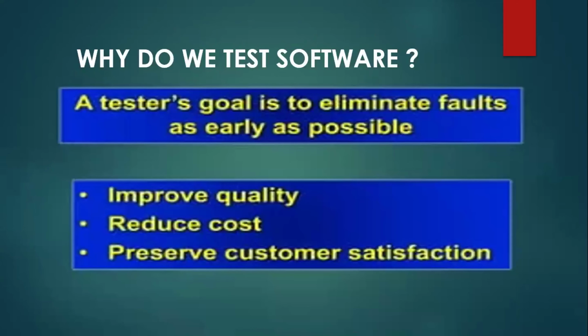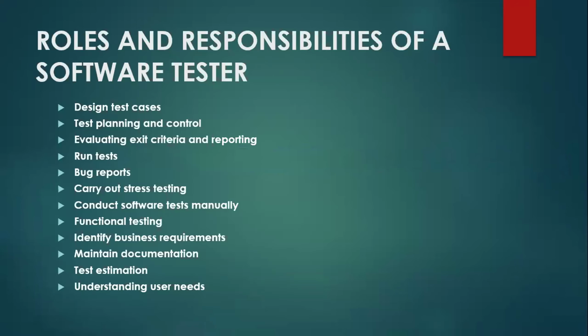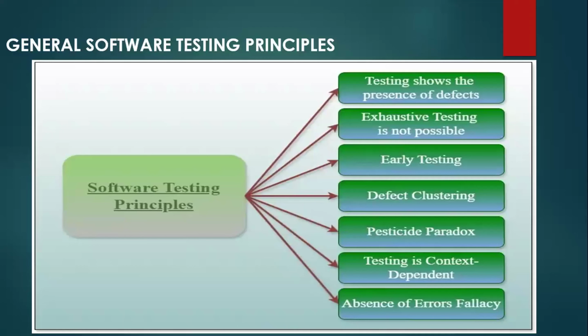Why do we test? We test software in order to avoid software failure and to eliminate faults as early as possible. And these are to reduce cost and to preserve customer satisfaction. These are the roles and responsibilities of a software tester. And these are the general software testing principles.